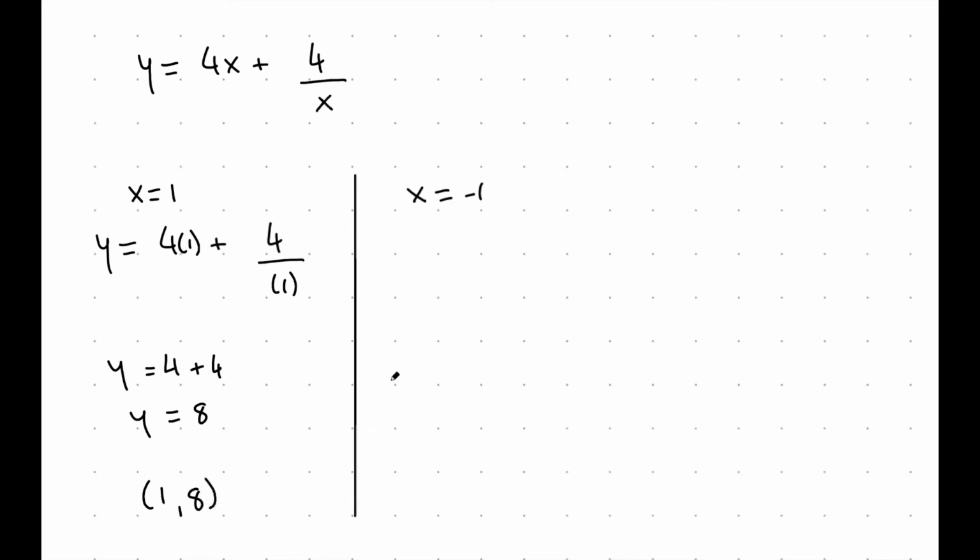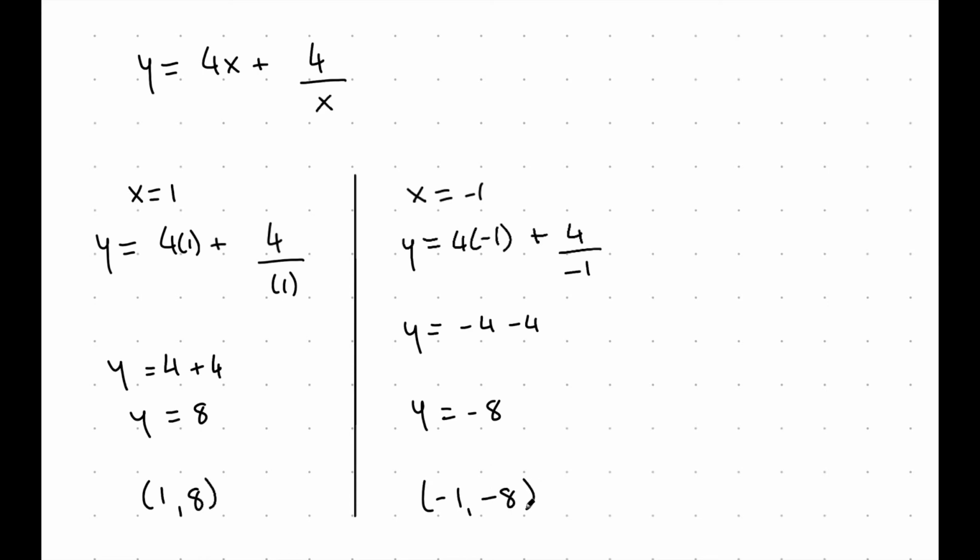The next coordinate then, I'll do the same thing. y is equal to 4 by minus 1 plus 4 divided by minus 1. And what I'm going to get is y is equal to minus 4, 4 divided by minus 1 is minus 4 as well. So I'm going to have y is equal to minus 8. So that one is going to be minus 1, minus 8.